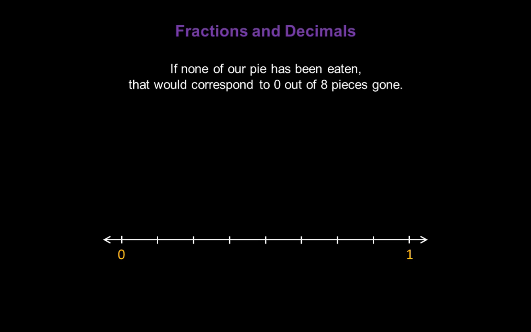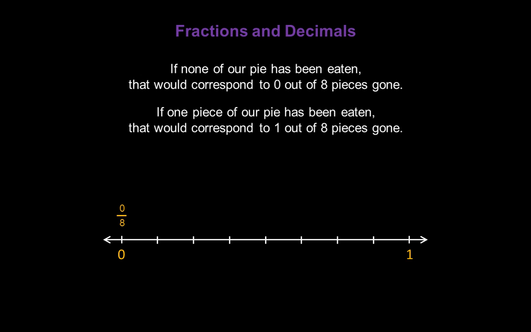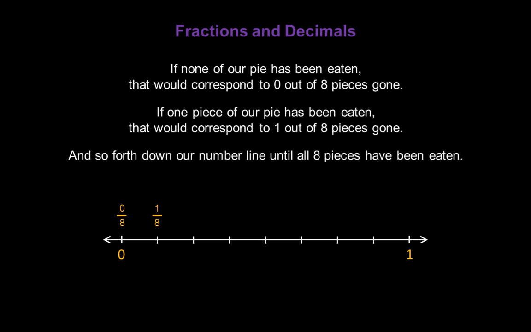If none of our pie has been eaten, that would correspond to 0 out of 8 pieces gone. So 0 as a fraction is 0/8. If one piece of our pie has been eaten, that would correspond to 1 out of 8 pieces gone. And so forth down our number line until all 8 pieces of the whole pie has been eaten. 8 out of 8 pieces.